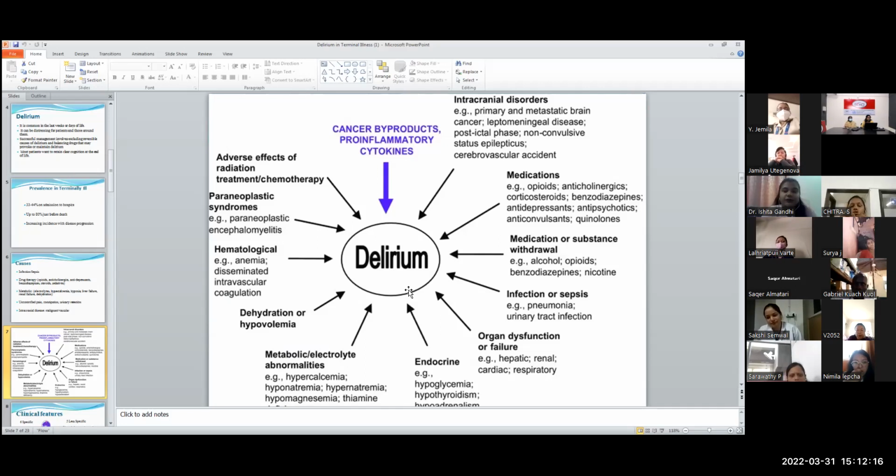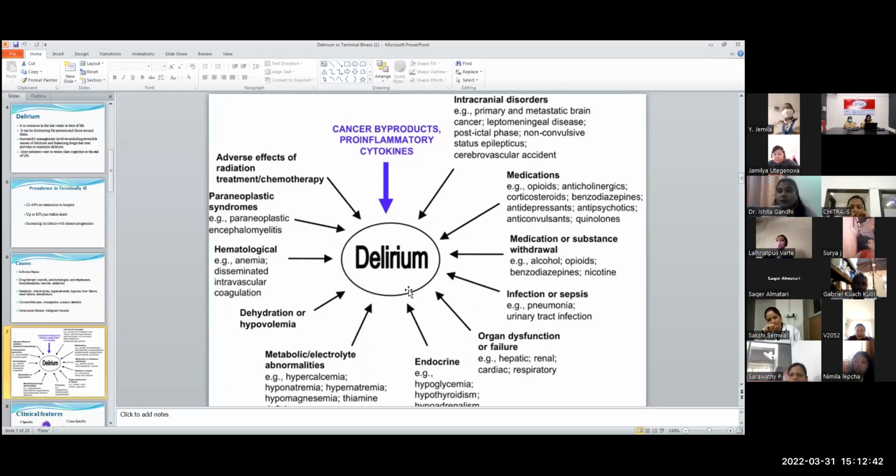Metabolic reasons, one of the most prevalent reasons that you most commonly see and is very easily reversible is hyponatremia. Even hypernatremia can cause delirium. Hypercalcemia can cause delirium. Dehydration in itself can also cause delirium. A lot of side effects of chemo and radiotherapy can also cause delirium.